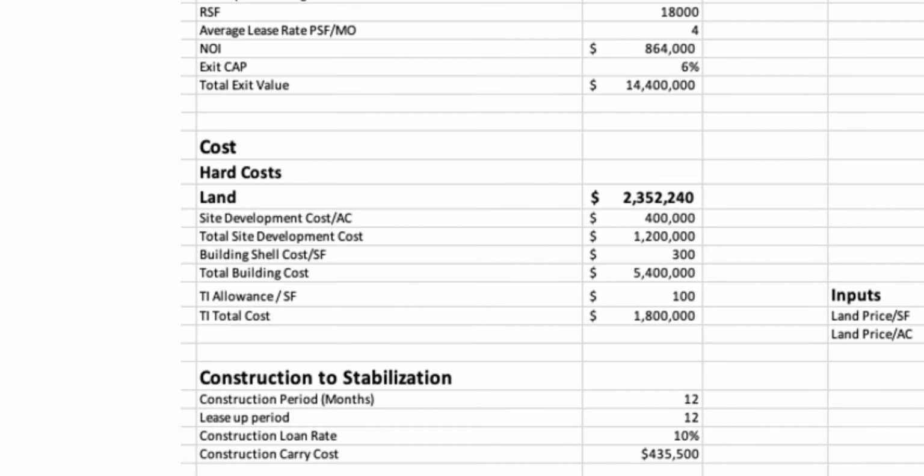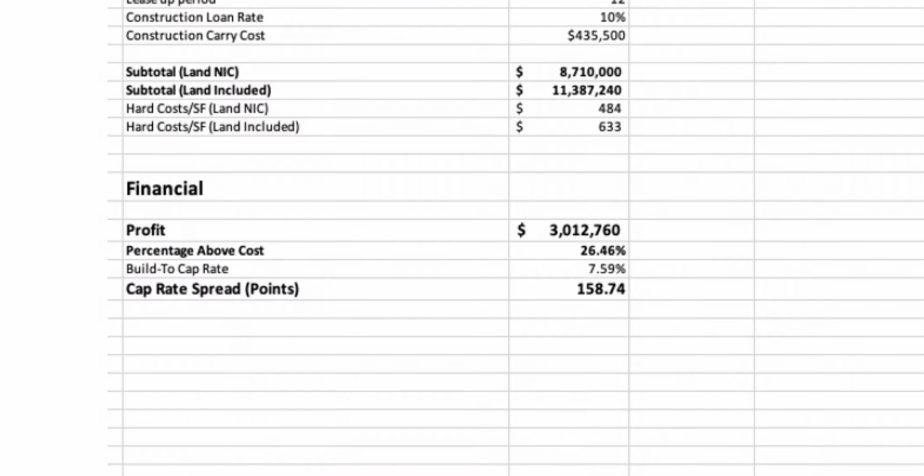From there, we back out our total project costs. That includes land costs, site development, building shell, TI allowance, and some construction carry costs during lease up. Now, soft costs and infrastructure costs were minimal here because most of that was already baked into the broader residential development. When you subtract all that from the exit value, you land at a profit of about $3 million. That represents a build to cap rate of 7.59, and with an exit cap of 6%, we had a spread of about 159 basis points.